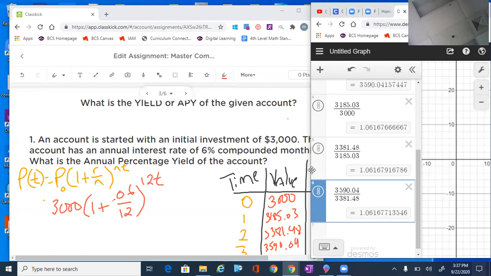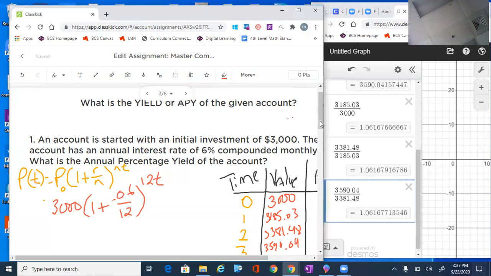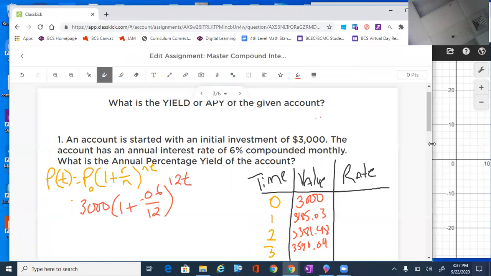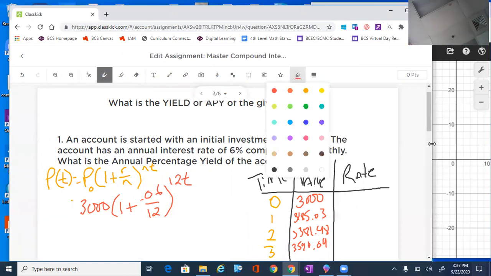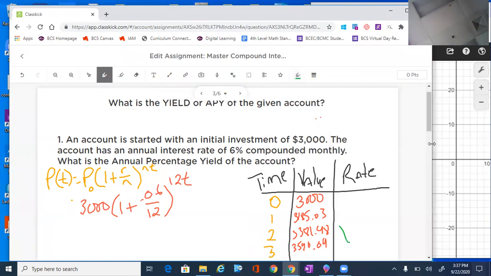So I'm going to go back to this chart, and I'm going to say, well, I know that the rate is 1.062 every single time. It does not change. Now, let's go ahead and see if we can find that in the equation, because we might be able to find the yield easier.